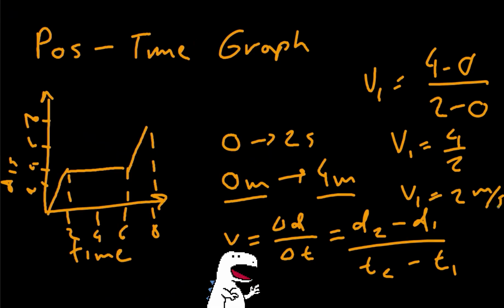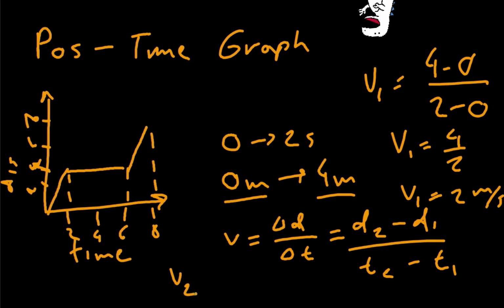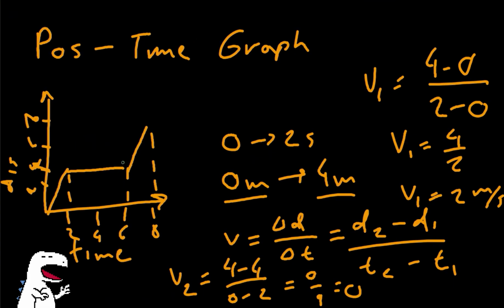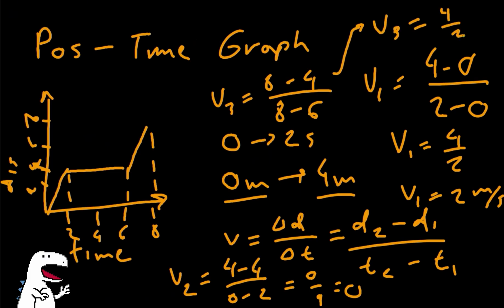which means that our velocity will be equal to 2 meters per second. In section 2, which is this area, notice how there's no change in distance. We're staying at 4 meters, and we can interpret v2 as 4 minus 4 over 6 minus 2, and this will just be 0 over 4, which means that this will just be equal to 0, which means that around this area we are stationary. Okay, now in v3, we're going from 4 meters to 8 meters and from 6 seconds to 8 seconds. So v3 is 4 over 2, which will be 2 meters per second.